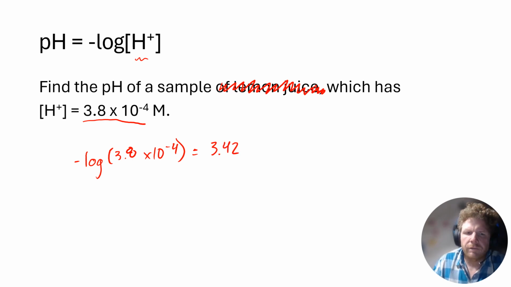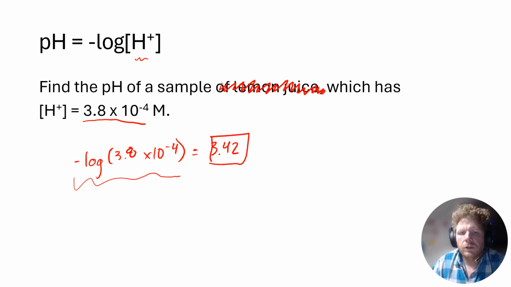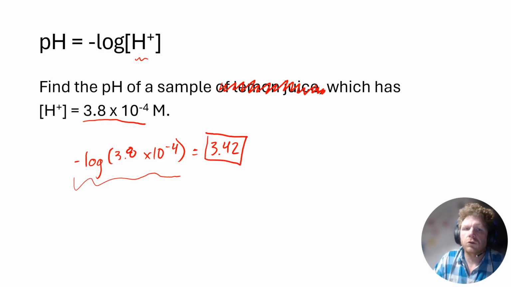Now, if you get a negative value, chances are that just means you forgot to put the negative in front of your log function. So keep that in mind. This is what you're going to plug in, and this is your answer. Now, what does this tell me? This tells me that I'm working with an acidic solution because the pH of my solution is below 7.